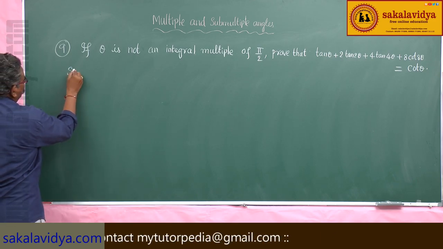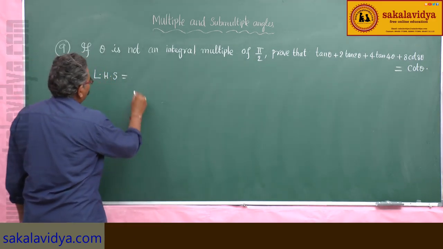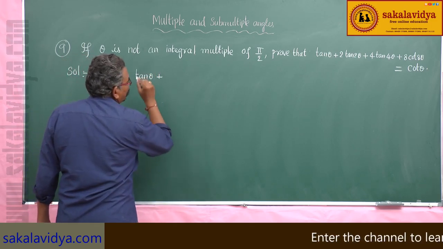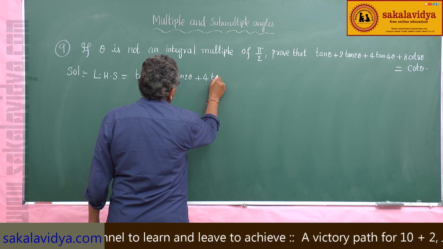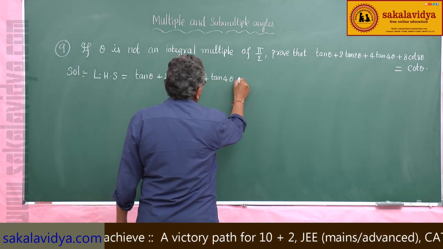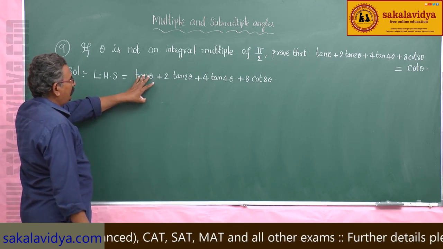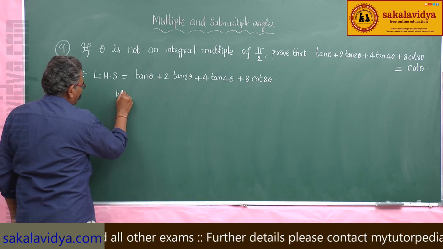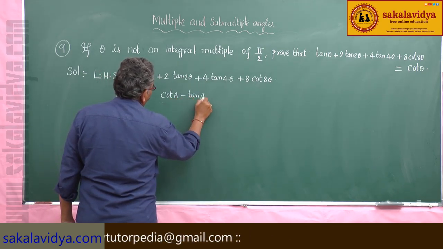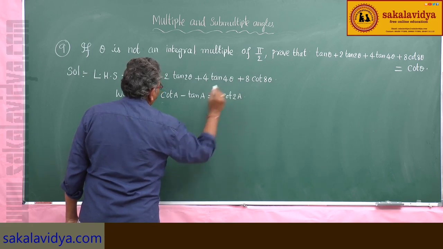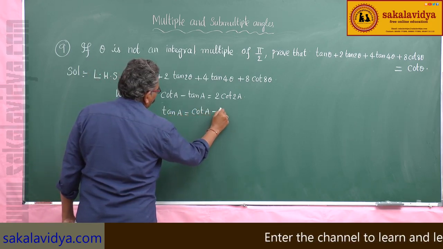So, let us consider the left hand side. The left hand side we have tan theta plus 2 tan 2 theta plus 4 tan 4 theta plus 8 cot 8 theta. Let us change tan theta, tan 2 theta, tan 4 theta. We have cot A minus tan A is equal to 2 cot 2 A. So, that implies tan A we can write as cot A minus 2 cot 2 A.